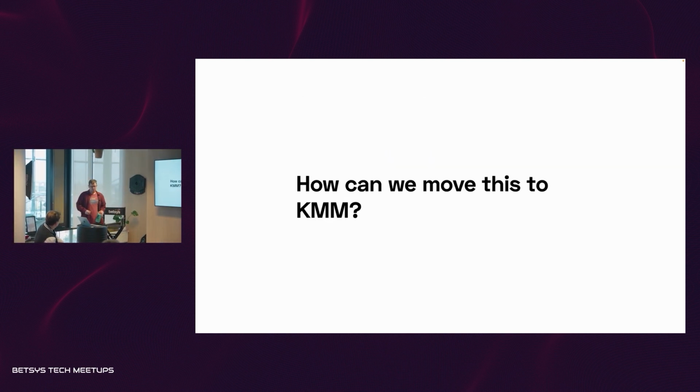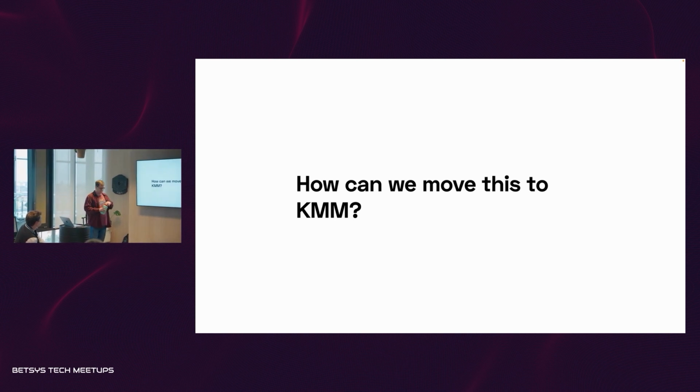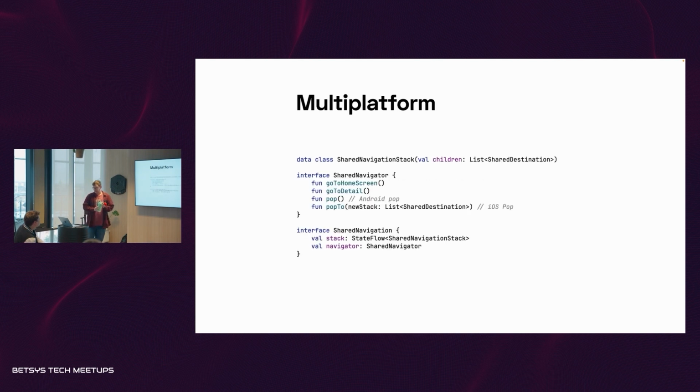So how do we move this to KMM? I'm going to go to the next slide. What you basically want to do is have some contract between your UI and your shared part. You should define some shared navigation, or some shared navigation stack, or some data structure that you're going to hold in the Kotlin part of things. And then you have to define some contract callable from the UI which will perform mutations on that stack.